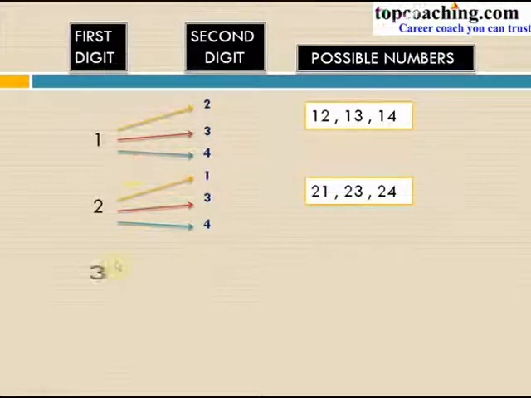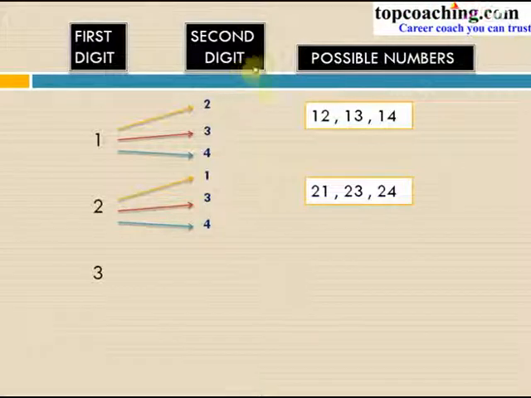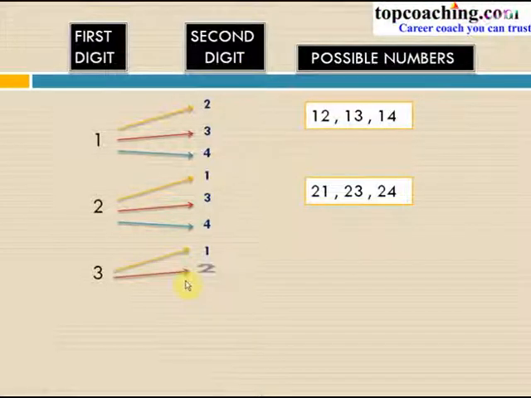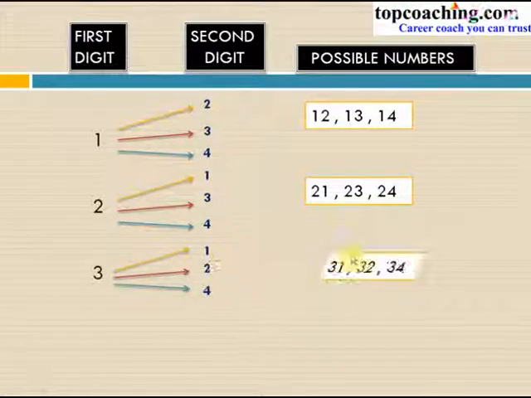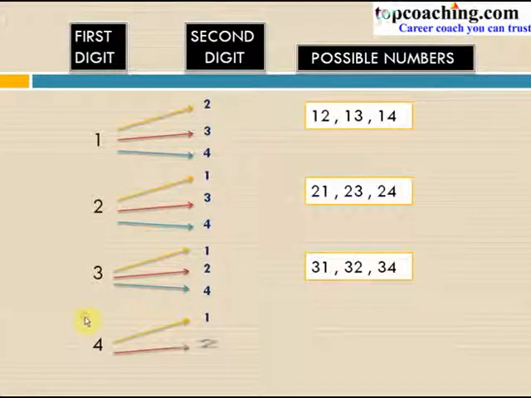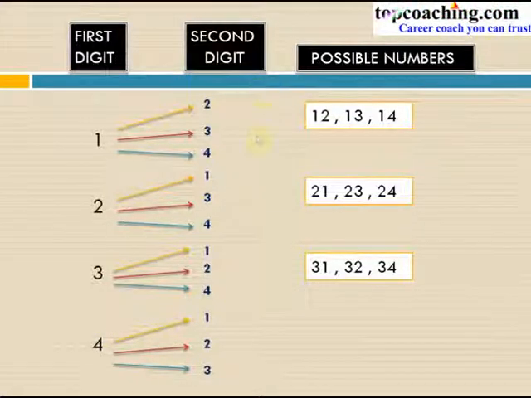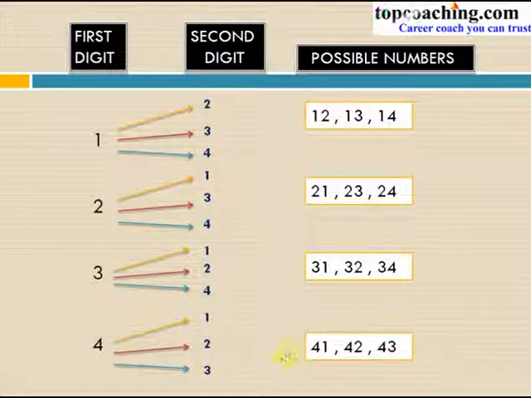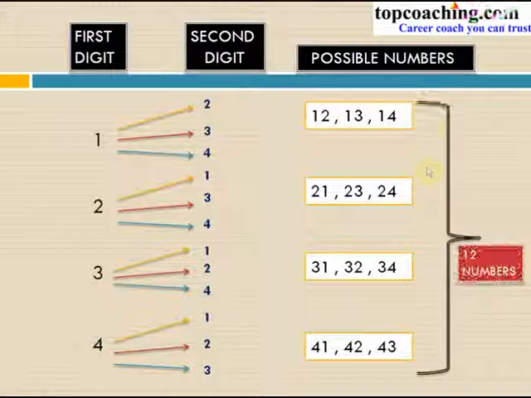Again let's take a case where the first digit is 3. Now again we have got 3 possible options of filling the second digit, and they are 1, 2 and 4. So the possible numbers when 3 is the first digit would be 31, 32 and 34. And finally we can have the first digit as 4. Again we'll have 3 options, 1, 2 and 3 as the second digit. So the possible numbers in this case would be 41, 42 and 43. Now how many total such numbers do we get? These are equal to 12. 3 plus 3 plus 3 plus 3, and that is equal to 12.